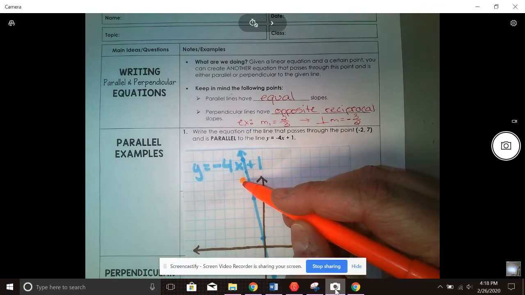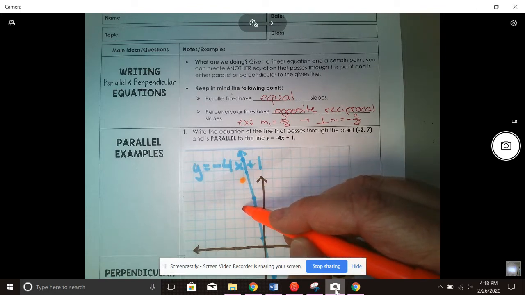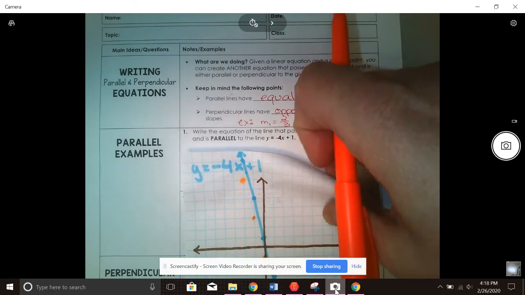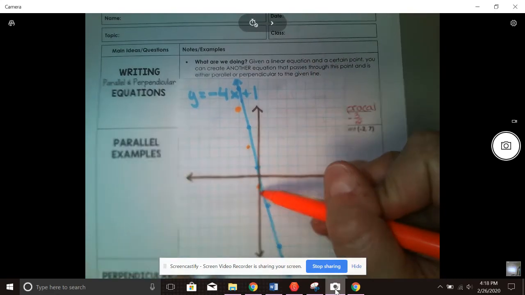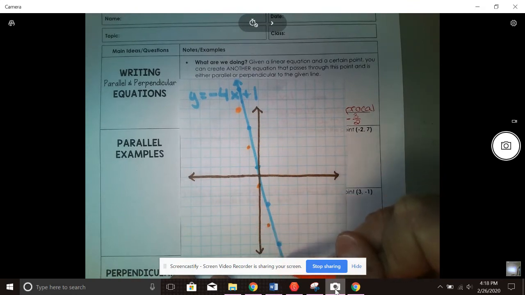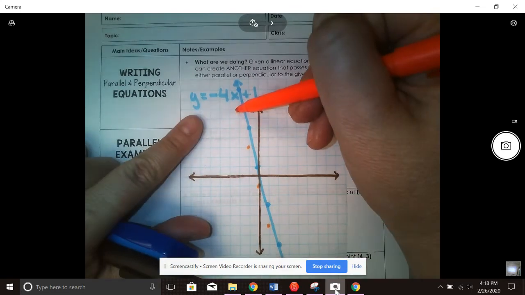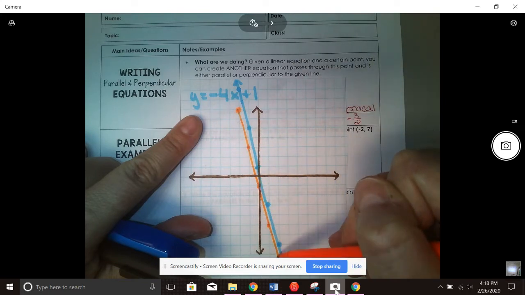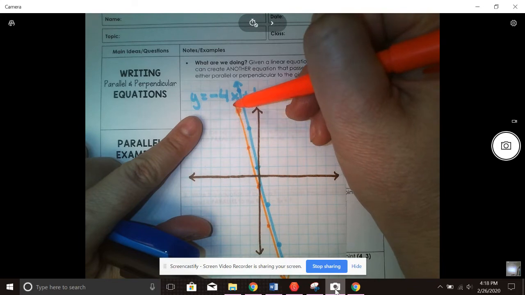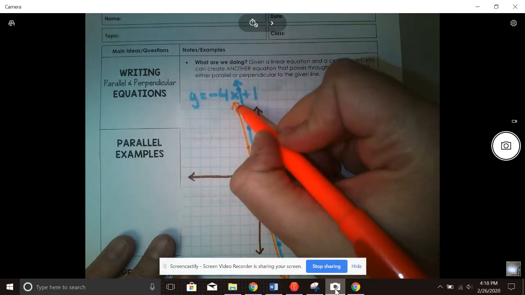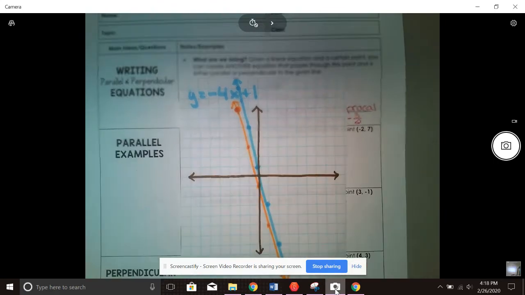From negative 2, 7, I'm going to go down 4 to the right 1. Down 4, right 1. I'm just going to keep following that pattern to fill up my graph. When I connect all these dots, you will see these lines are very, very close together, but they never touch each other. They are parallel, and I've gone right through the point that's designated.